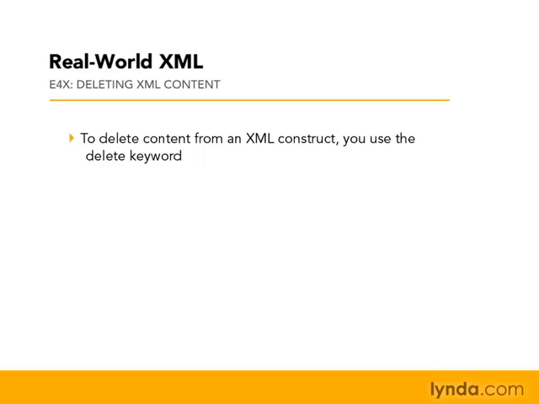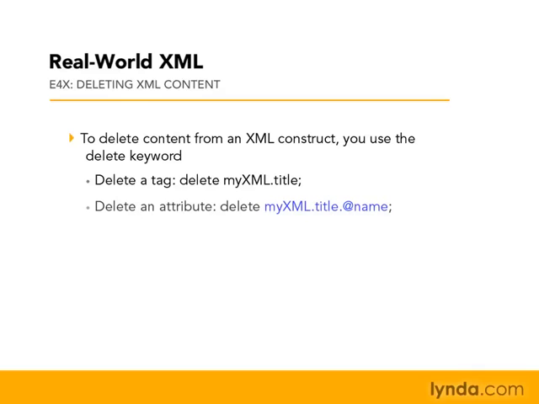I would actually modify the contents of that XML element directly in place by using common JavaScript notation. Deleting XML content is also really straightforward. You just use the delete keyword. For example, if I had XML content and I wanted to delete the title element, I would just simply type delete my XML.title, and the title element, or all of them, if there was more than one, would be gone. I can also delete individual attributes by using the @ syntax. So for example, to delete the name attribute from the title, I would simply write delete my XML.title.@name.